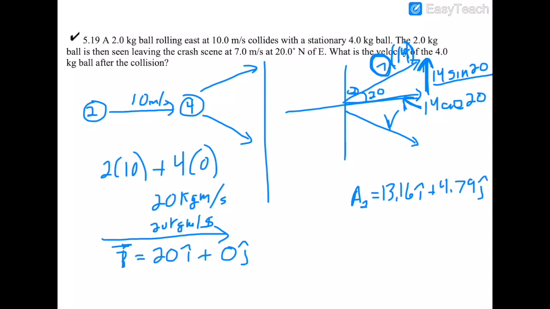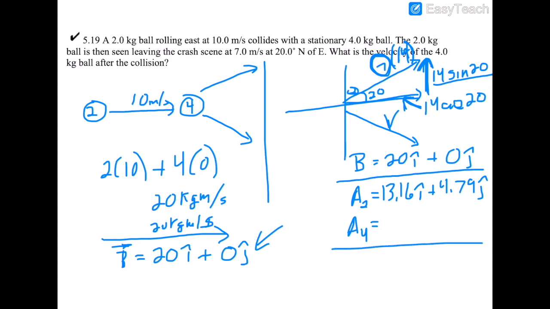How do I find the vector component of the momentum of the 4 kilogram ball after the collision? Well, we know before the collision, the total momentum is 20 i hat plus 0 j hat, right? We figured that out from down here. That's before the collision. We know that the momentums after the collision need to equal that. So what we can do is take the momentum before the collision and subtract the momentum vector after the collision of the 2 kilogram ball, and that should give us the momentum of the 4 kilogram ball. So I'm simply going to subtract 20 minus 13.16, which is 6.84 i hat.